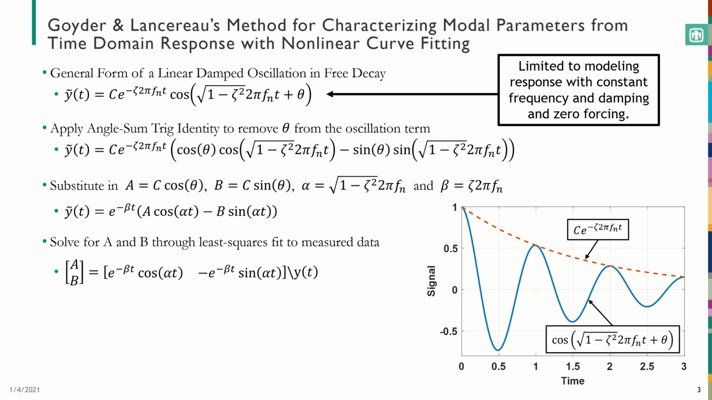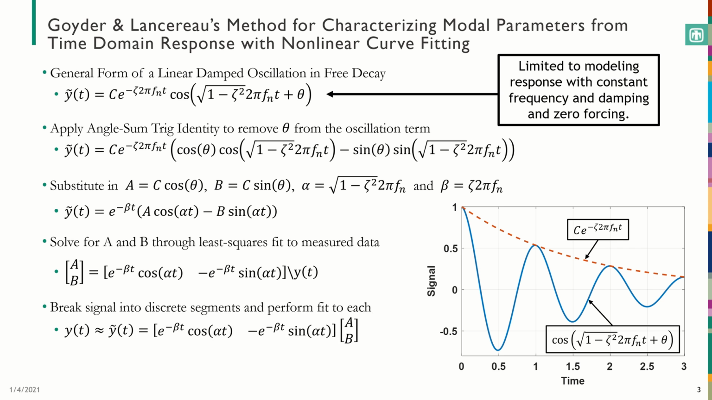the measured oscillation. So in practice, what you do is go along the time series and break it up into discrete segments and do this optimization in each one. And then you can use these expressions to back out what the natural frequency and damping ratio are from the optimized values of alpha and beta.